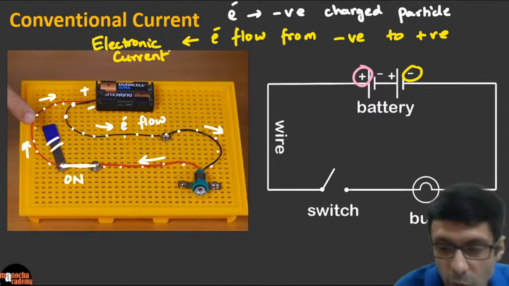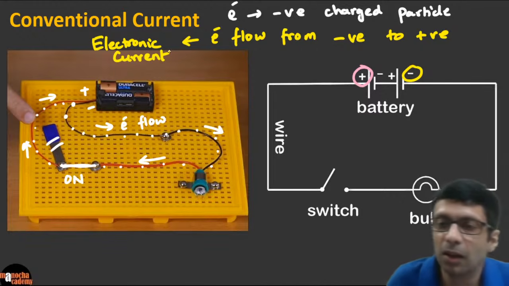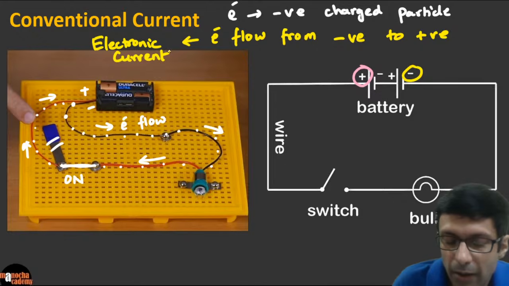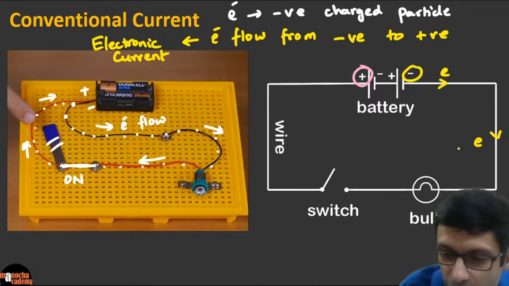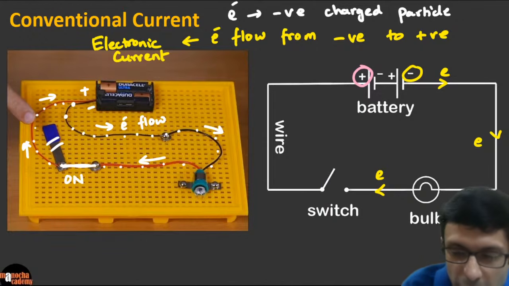Okay. So let's mark it in the circuit here, right? Let's mark our electronic current. What direction is it going to follow in the circuit? It's going to be this way, right? So the electrons are flowing from negative to positive. Please note, I'm writing the E over there, right? Electrons are going to flow from negative to positive, of course, when the switch is closed, right?